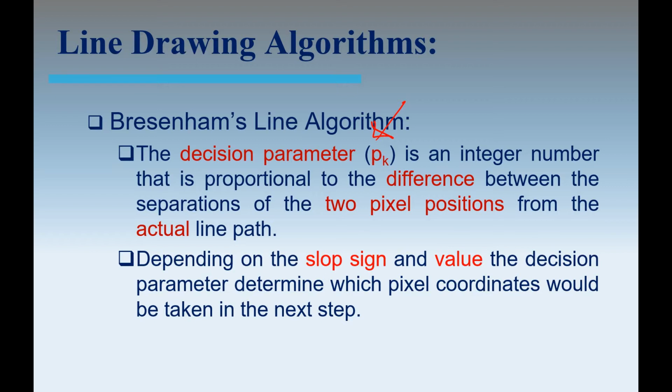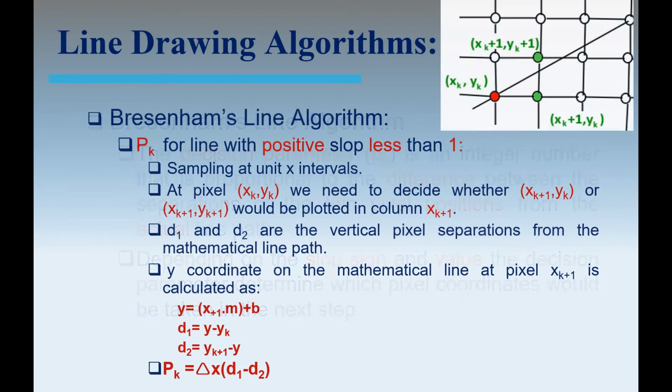Depending on the slope sign and value, the decision parameter determines which pixel coordinates would be taken in the next step. So the most important part about Bresenham's line algorithm is that we will have a decision parameter. We will take a difference between two pixel positions and try to find the value which is closest to the next pixel, and the decision will be taken accordingly.